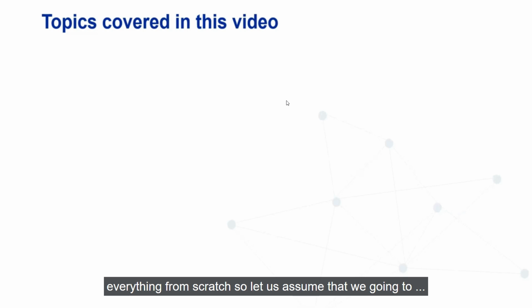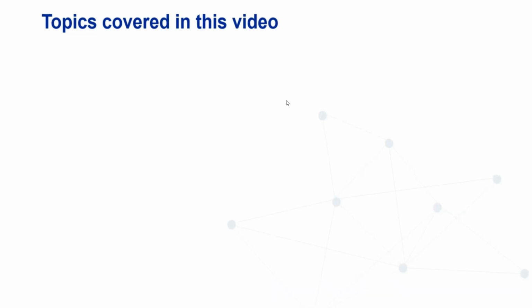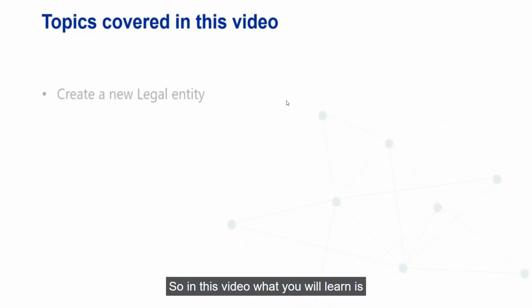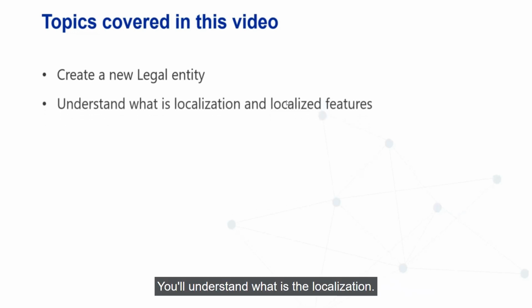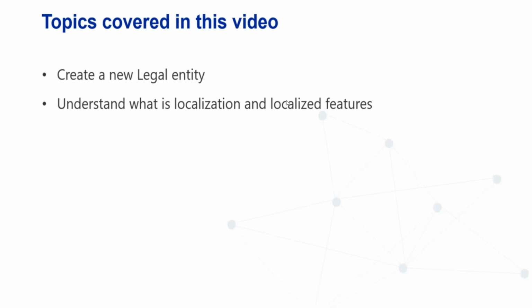So let us assume that we're going to use Dynamics 365 Finance and Operations for a brand new company which is established, and we want to implement it for this new company. That is what we are going to start from now. In this video, you will learn how to create the new legal entity, the new company, in finance and operations. Then you will understand what localization is and what localized features are.